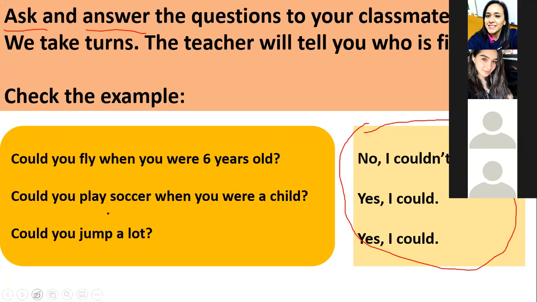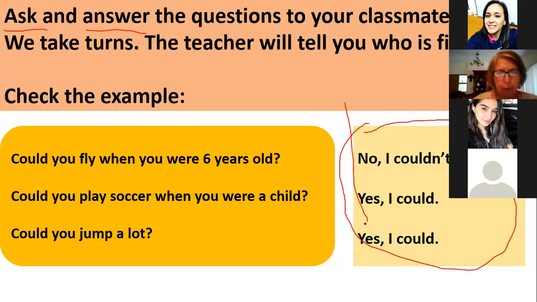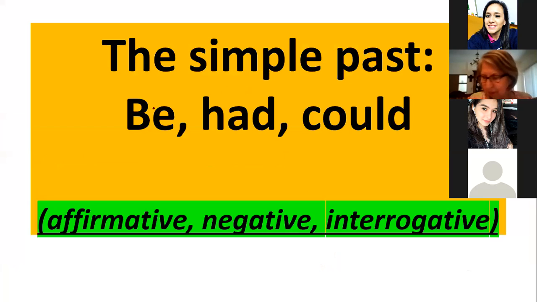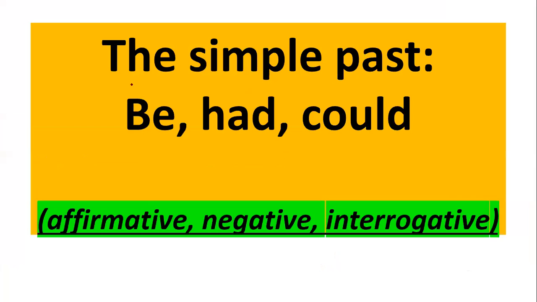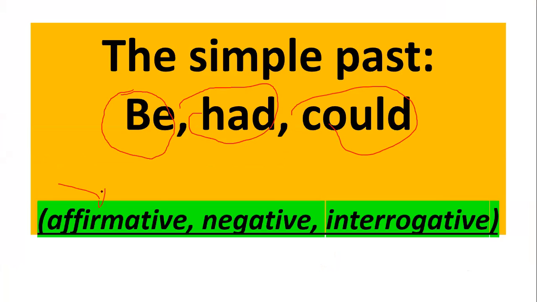Before I continue, do you have questions with the question form and the answers? Everybody understands? Okay. So in this case, what we have practiced are the verb to be, had, and could. We have practiced them in affirmative, in negative, and interrogative.